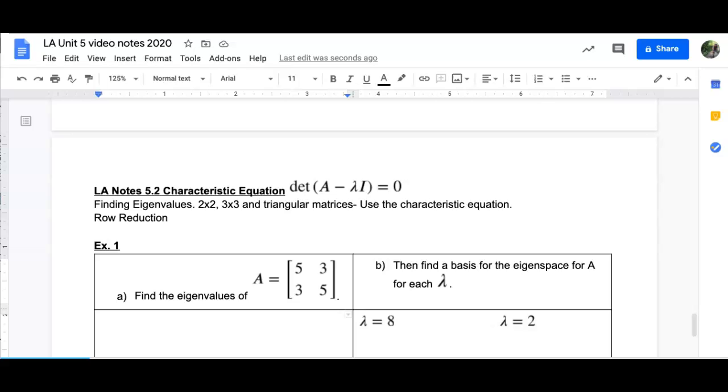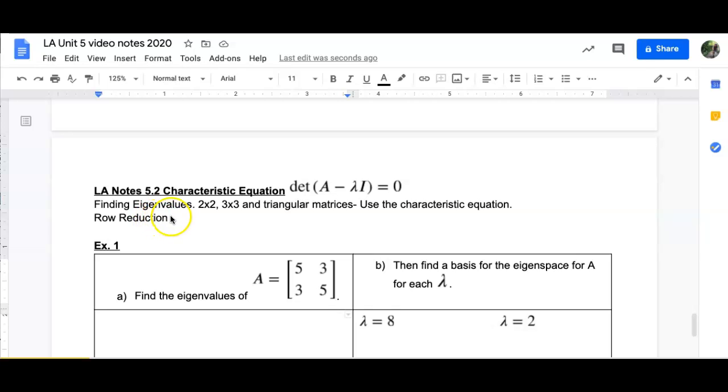Hi, this is Linear Algebra 5.2, the characteristic equation. This is the characteristic equation that we're going to be using, and that's what they call this. We're going to use it to find eigenvalues. We're going to be doing 2 by 2, 3 by 3, and triangular matrices, and we're going to use the characteristic equation, this thing right here, in order to do that.